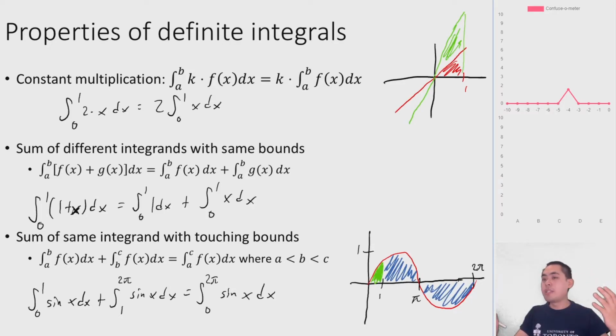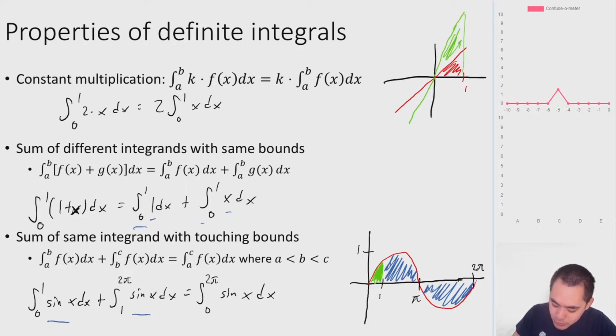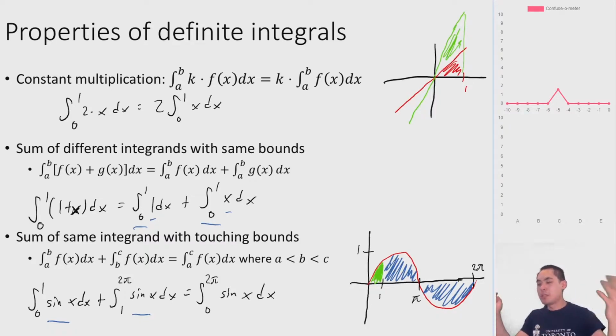Okay, so there are two different ways you can sum things together. If you have the same integrand with touching bounds, you can just combine them together because you're just looking at total area. If you have different integrands with the same bounds, then you can combine the integrands just by adding them together, because it's additive.